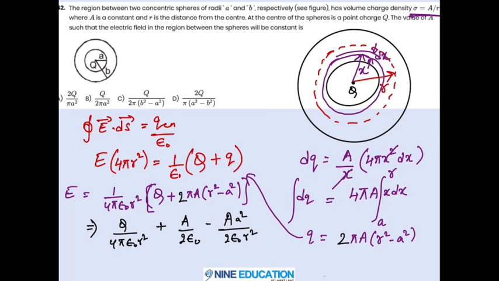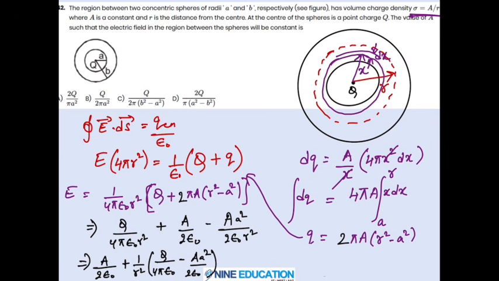Yes. So grouping these terms together, you will get a by 2 epsilon naught, and taking r square common, plus 1 by r square into (q by 4 pi epsilon naught minus a square by 2 epsilon naught). So same argument, this electric field should be independent of r. That means this term should be equal to 0.